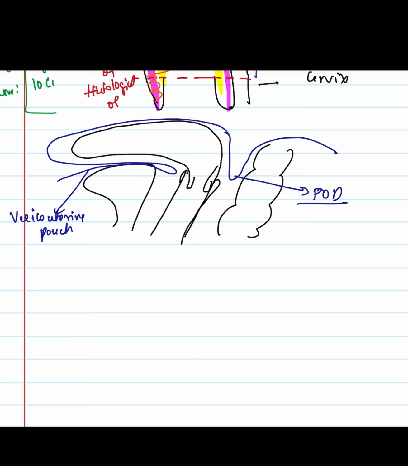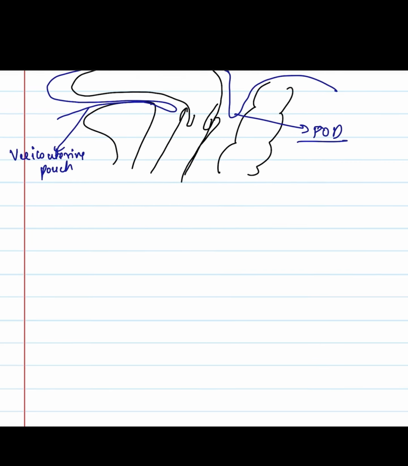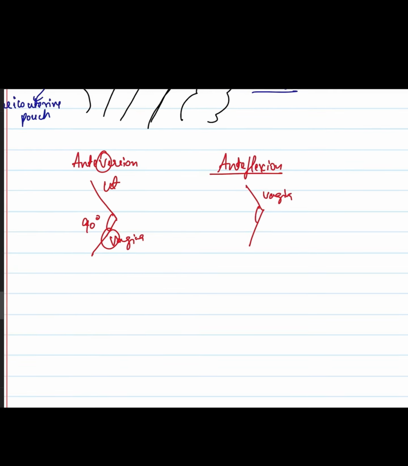Okay, so what is this anteversion and anteflexion? So this is mainly the angle between your uterus and vagina and the cervix. So what is anteversion? Version, which has V. So this is an angle between your uterus and the vagina, which is 90 degree. So this is your uterus, this is your vagina. This is how we are going to remember: VV. So anteflexion is the angle between the uterus and the cervix. Okay, there is no V, there is no vagina involved in this.